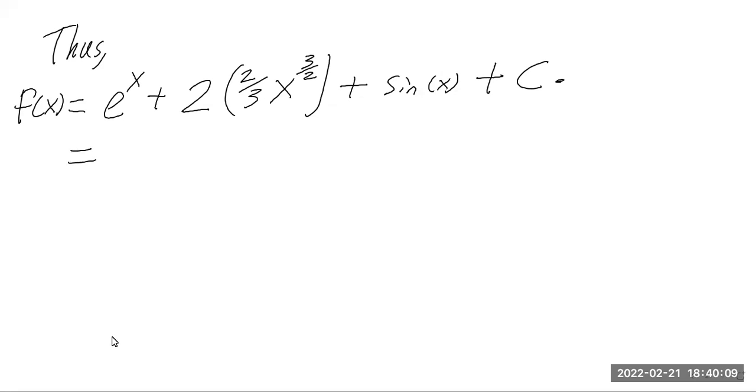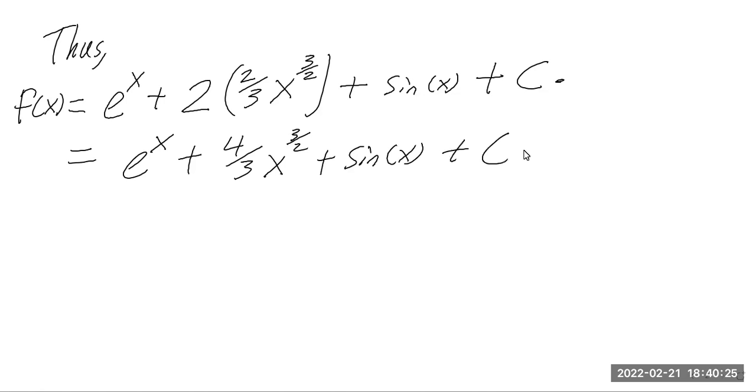Now, at this point, all you can really do is just simplify. So that first term, you have an e to the x. Then I just multiply fractions here to get a 4/3 x to the 3/2. We got a plus sine x. We got a plus c. And that is your most general antiderivative.